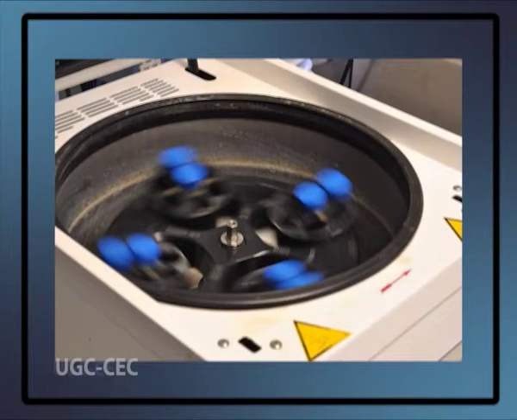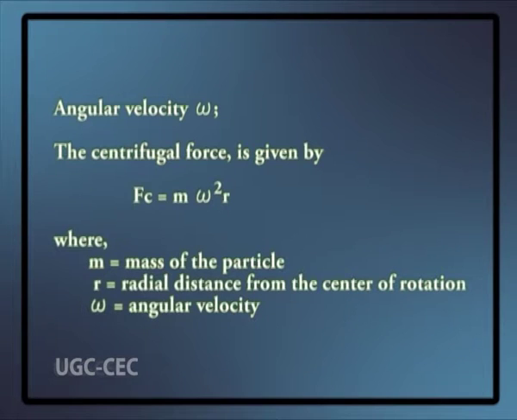If a particle is in a centrifugal field generated by a spinning rotor with angular velocity omega, the centrifugal force is given by Fc = m omega squared r, where m is the mass of the particle, r is the radial distance from the center of rotation, and omega is the angular velocity.